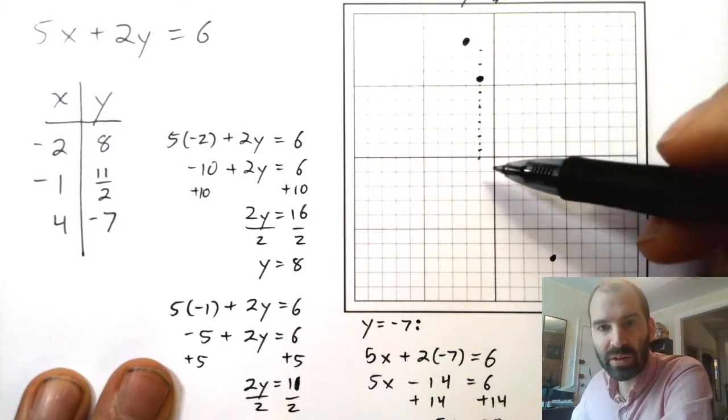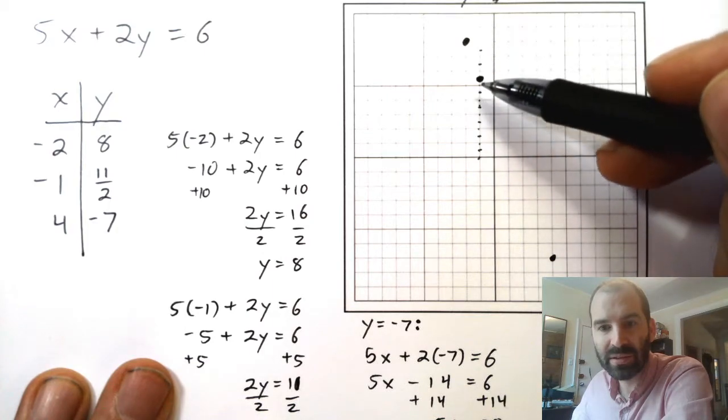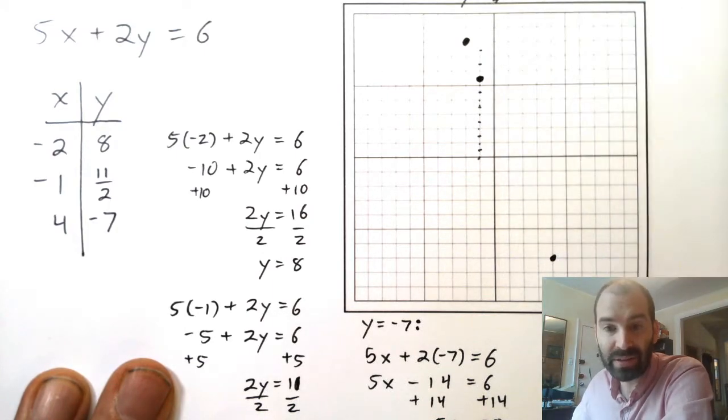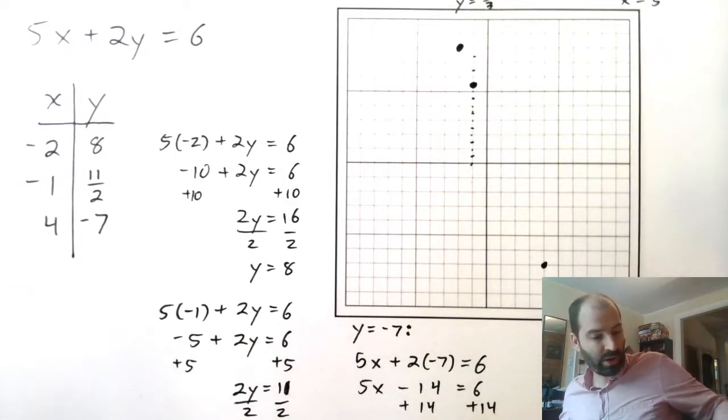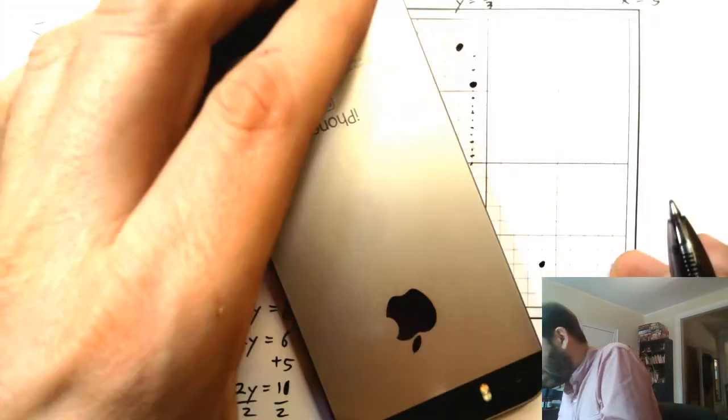So I broke the intervals into halves, right? And then I just counted 11 of them, and that's 11 halves, right? So we can make our line through here.